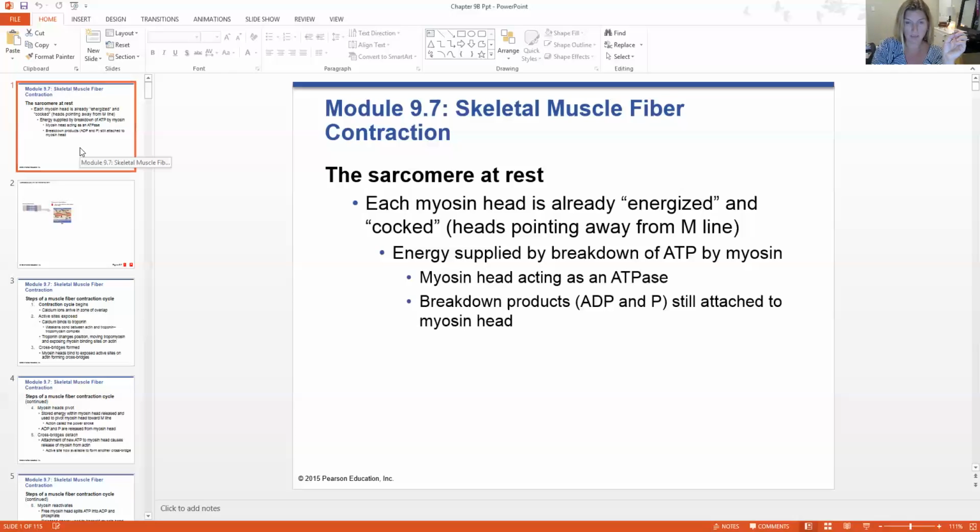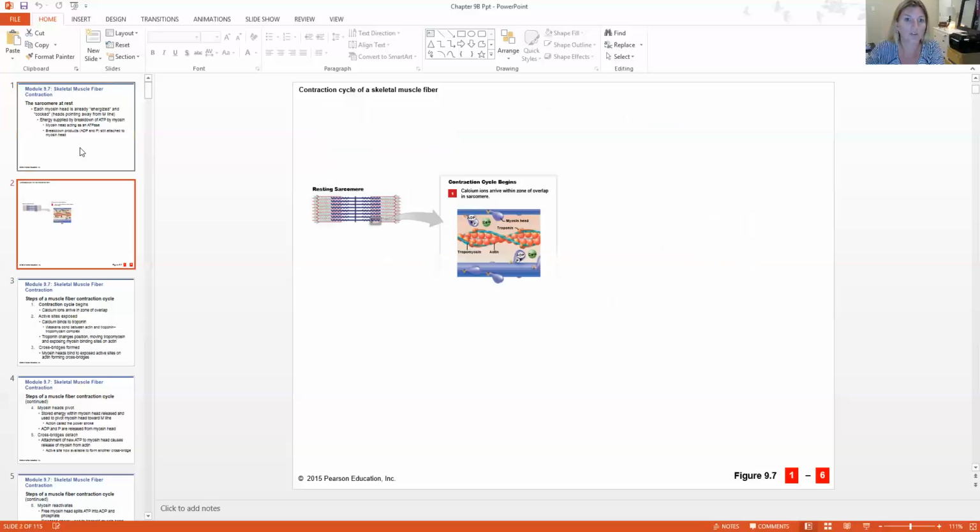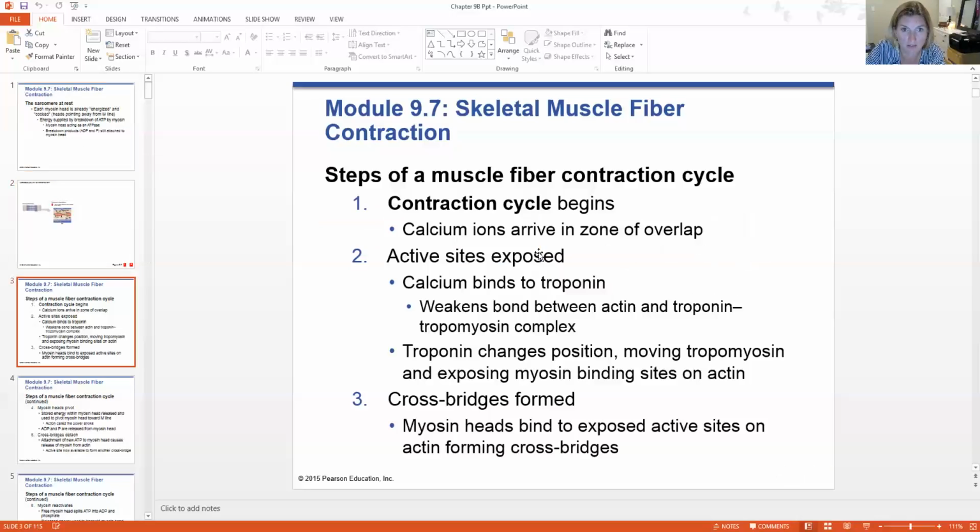So here you see our resting sarcomere, and what's happening is our myosin heads are cocked and ready with the ADP and that extra phosphate waiting to be activated, basically. These calcium ions are starting to come in, and now our contraction cycle begins.